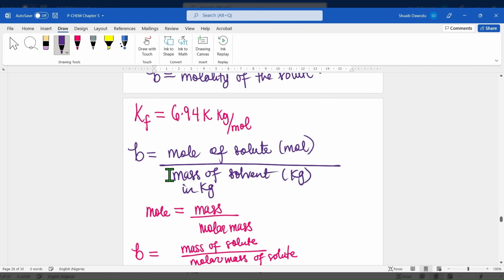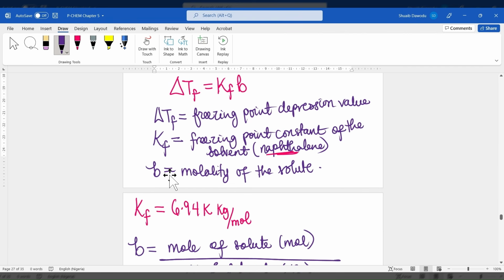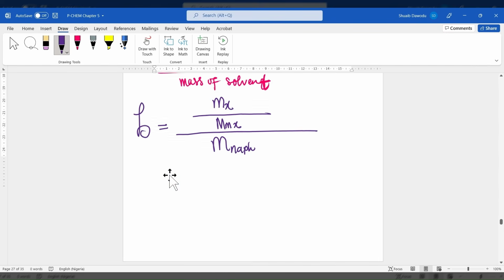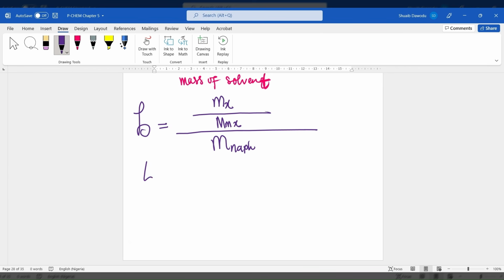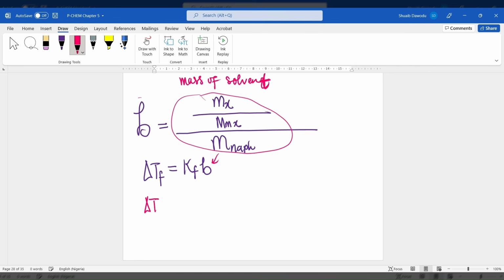So rewriting the formula, ΔT sub F is equal to K sub F multiplied by b. I'm going to substitute this information into b. So ΔT sub F is equal to K sub F multiplied by M sub X divided by molar mass sub X, divided by the mass of naphthalene. So yeah, that is basically what I'm doing here.